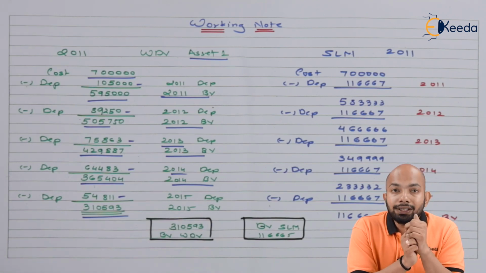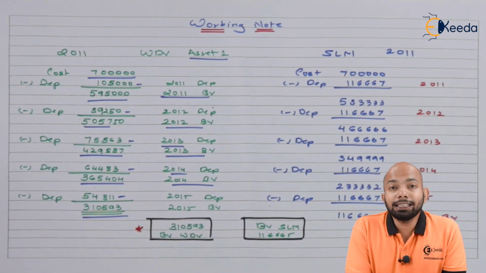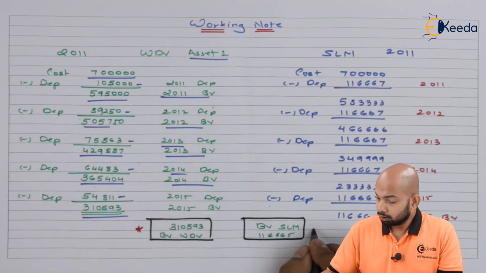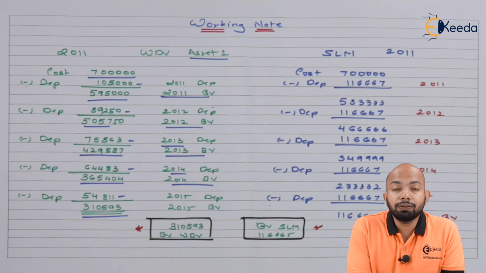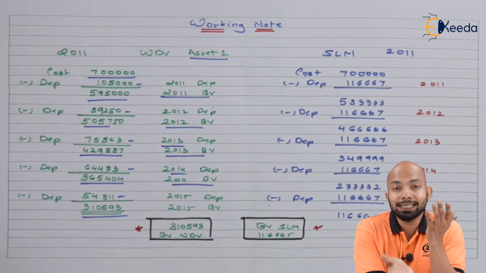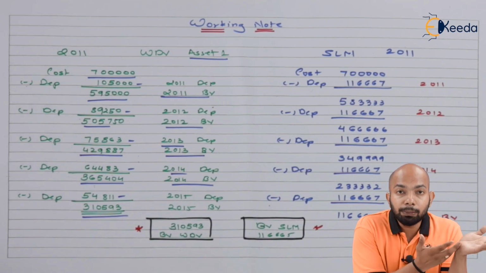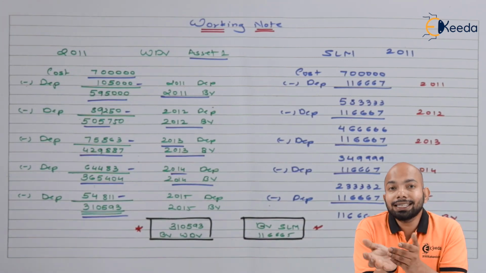So if you can see the difference highlighted here, 3,10,593 is the value of the asset under the WDV method. Under the same asset, under the SLM method, we have 1,16,665 as the written down value or the book value of that specific asset. So if you can see, there is a massive difference between the WDV method depreciation and the change of method of depreciation to the SLM method.